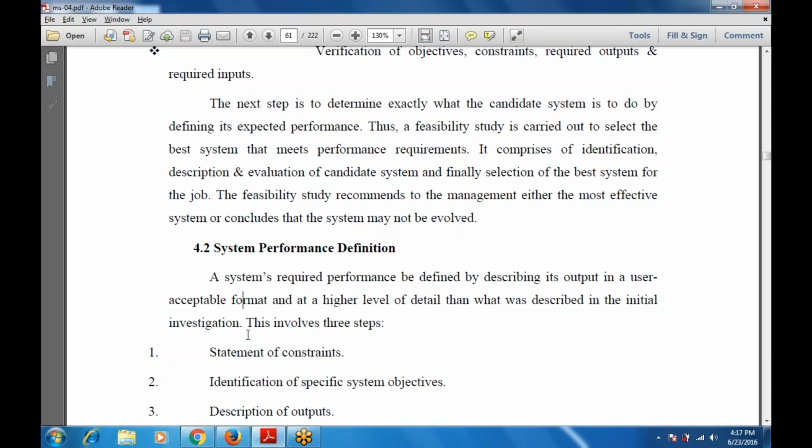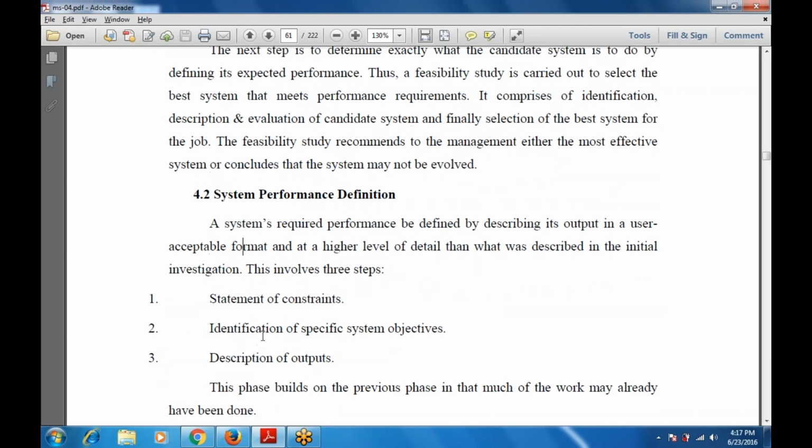And this involves three steps. There are three steps in the system performance. One is the statement of constraints, then identification of specific system objectives, then description of the output.